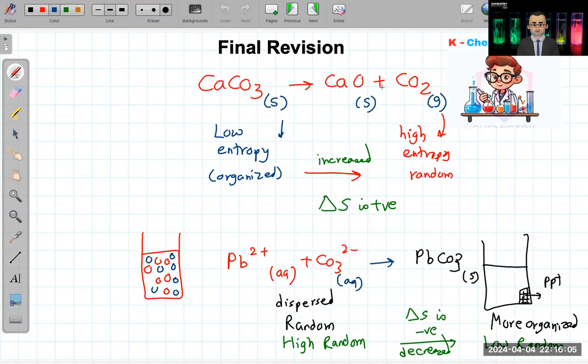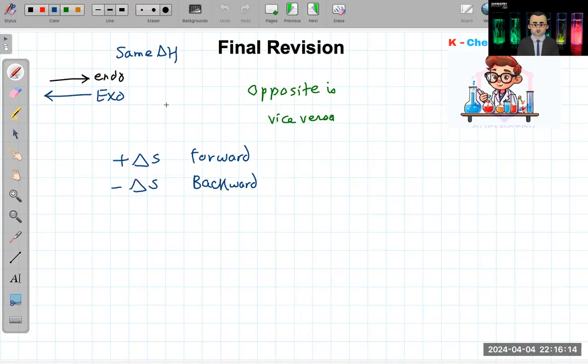Here also, if you change from gas into solid, you become more organized, which means delta S becomes negative. So again, if the forward reaction is something, the backward is the opposite of it, the same way we spoke about delta H.